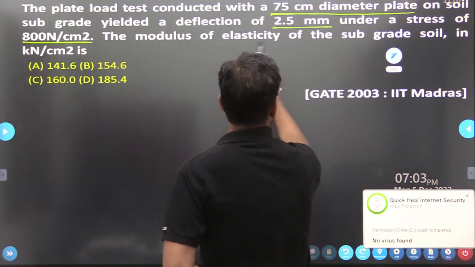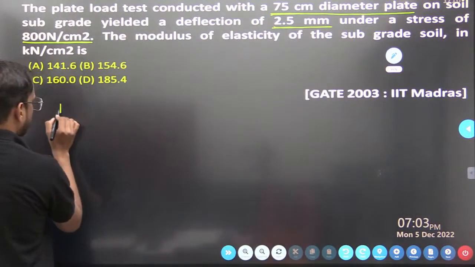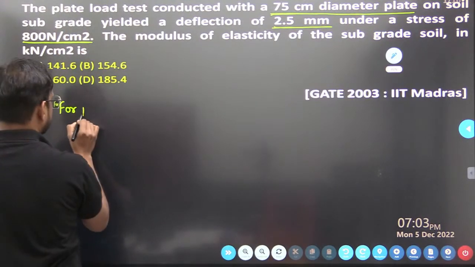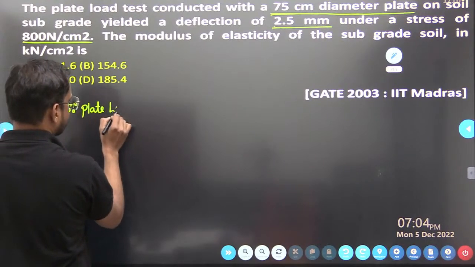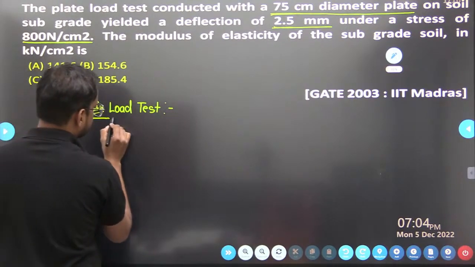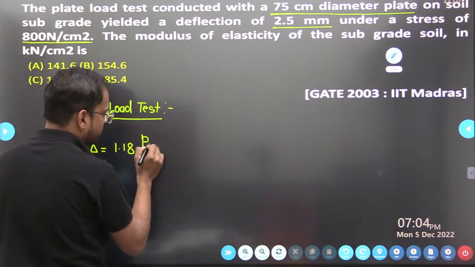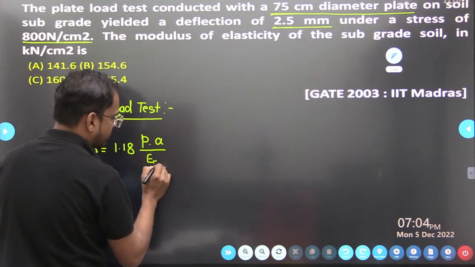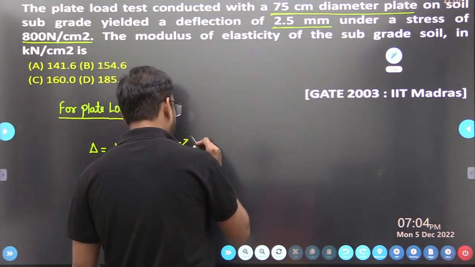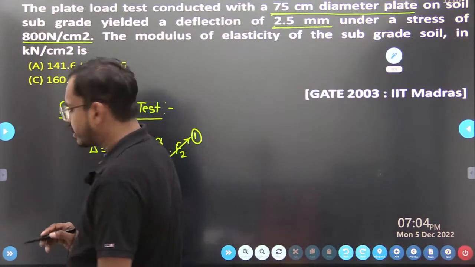Find the modulus of elasticity of the subgrade soil. We already know how to solve this type of problem. For a plate load test, that means a rigid plate, am I right? If I talk about the plate load test with a rigid plate, what is the formula of deflection? Delta is equal to 1.18 p a upon Es multiplied by F2. My dear friend, if F2 is not given in the problem, then you directly consider F2 equal to 1. You can directly consider it.